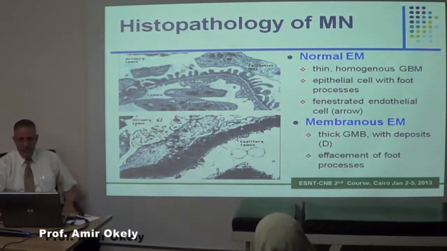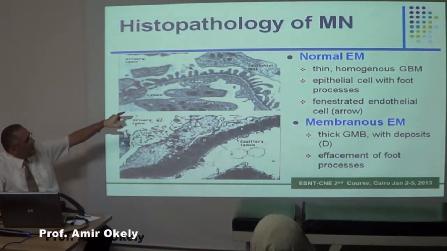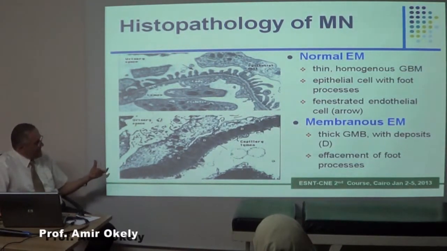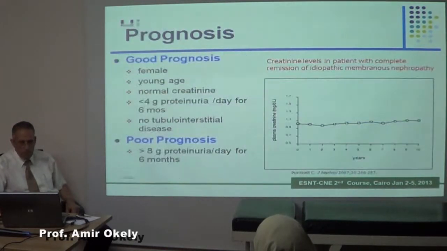What about electron microscopy? We'll see normal electron microscopy, a thin, nice glomerular basement membrane with effacement of the epithelial foot processes. What happened in membranous nephropathy? There is usually thickening of the glomerular basement membrane with some epithelial deposits, and there is effacement of the foot processes. This is the electron microscopy of membranous nephropathy.